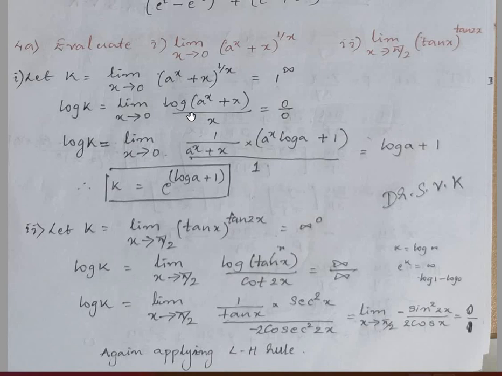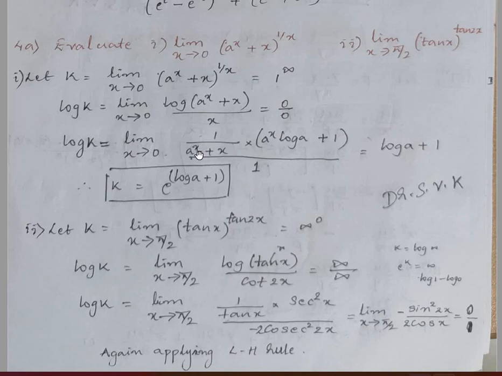Now applying the limit here as x tends to 0, a power 0 value is 1 plus x value equal to 0, so 1 plus 0 is 1. Log 1 is 0, divided by x tends to 0, 0. 0 by 0 form. Now you can apply LH rule. Log k will be equal to limit as x tends to 0, 1 by (a power x plus x) into derivative of a power x, which is, keep in your mind, a power x log a, plus 1. Derivative of x is 1. Whole divided by derivative of x, which is 1.